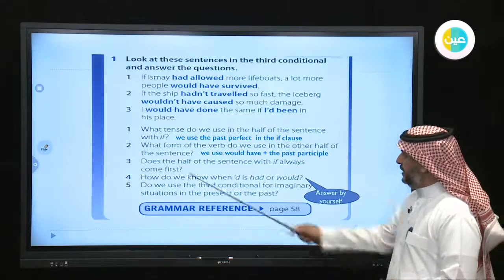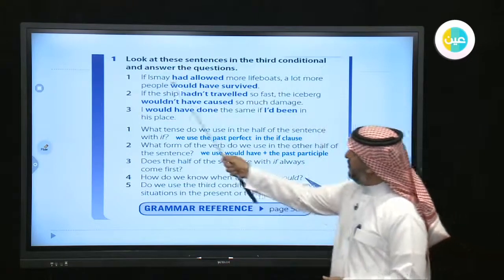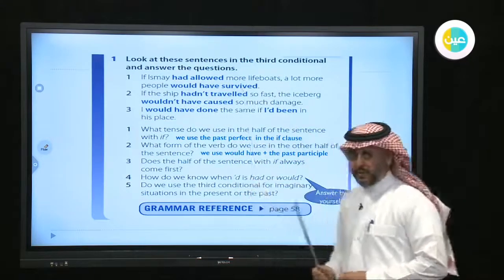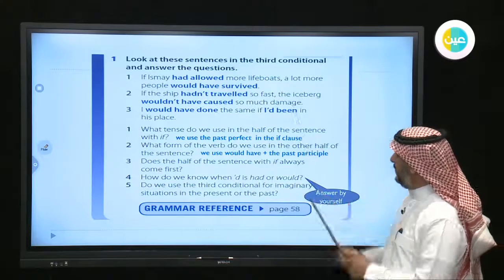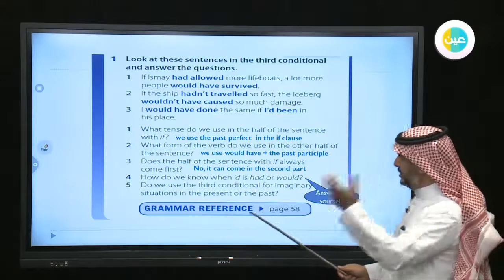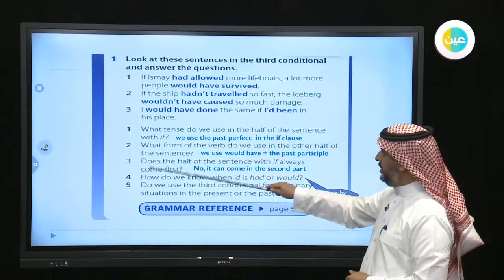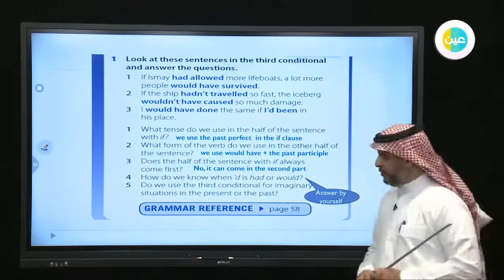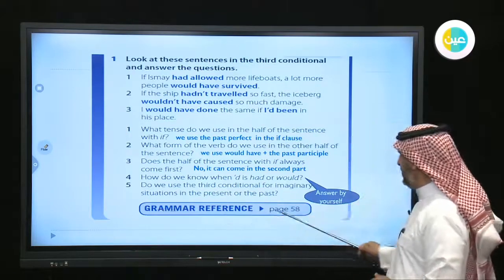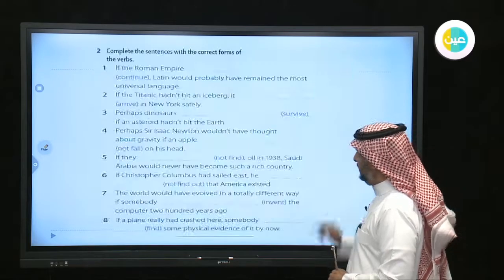Number 3, does the half of the sentence with if always come first? No, it can come in the second part, as we mentioned, we can change the order of the sentence. Okay, we have finished 1, 2 and 3. 4 and 5 are for you. Try to think and answer 4 and 5. Grammar reference page 58, more examples.